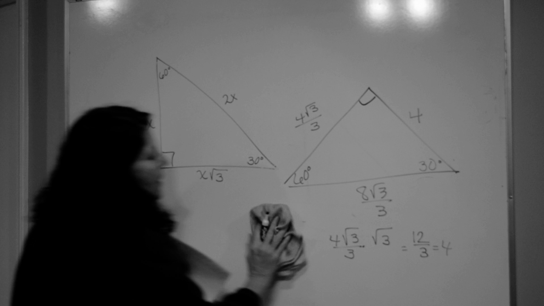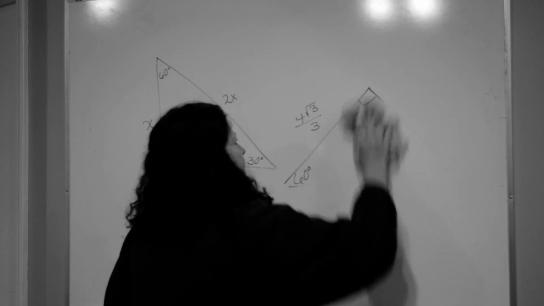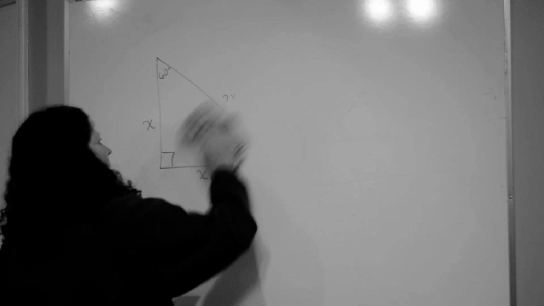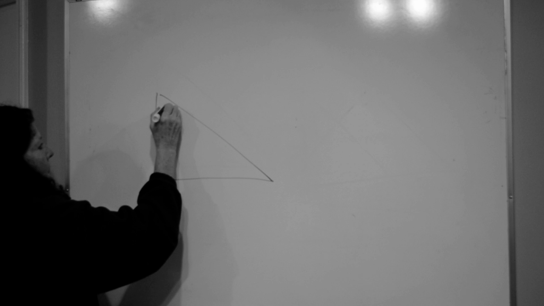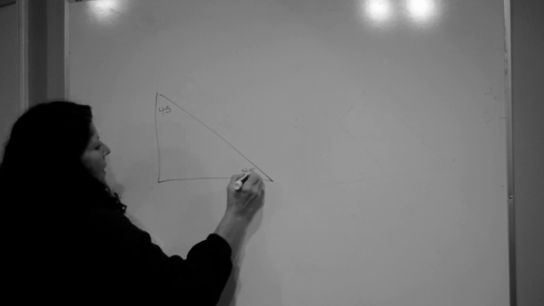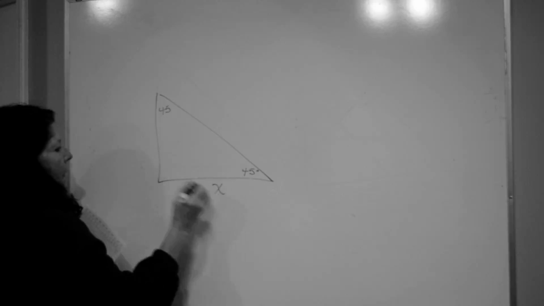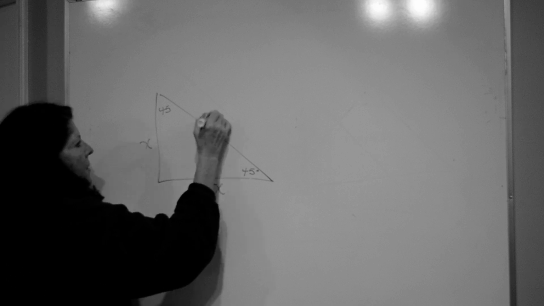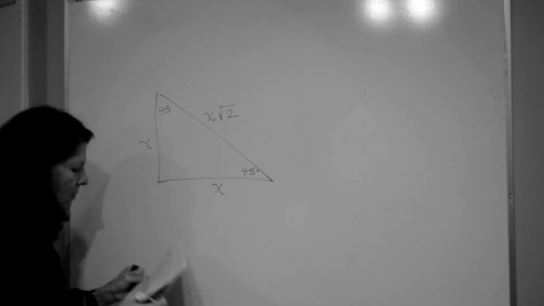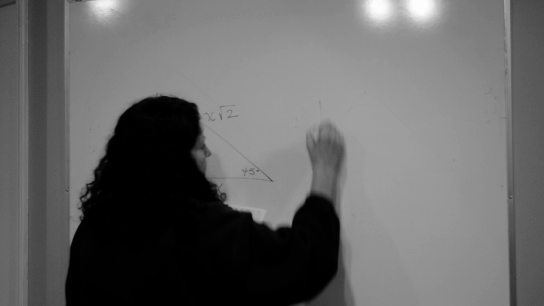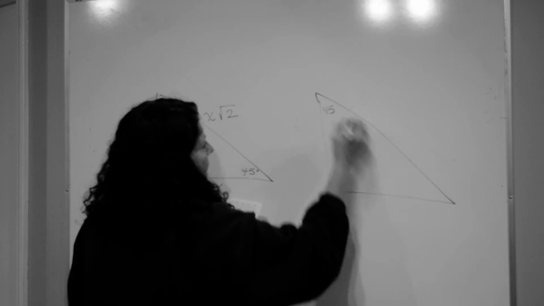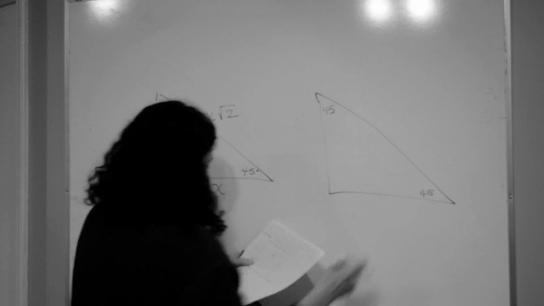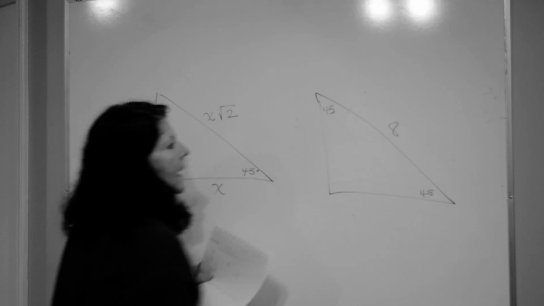All right, let's do a 45, 45, 90. Remember the pattern here. The sides opposite your 45 are x's, and the hypotenuse is x square root of 2. So let's say I have this one, where I have a 45, and then the hypotenuse is 8.